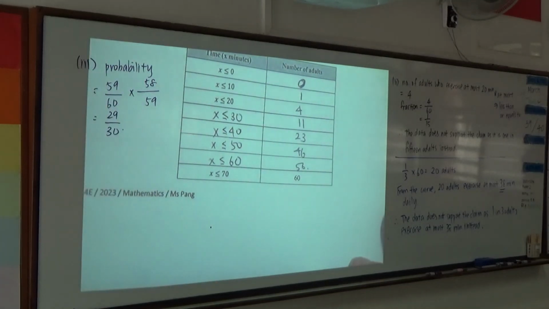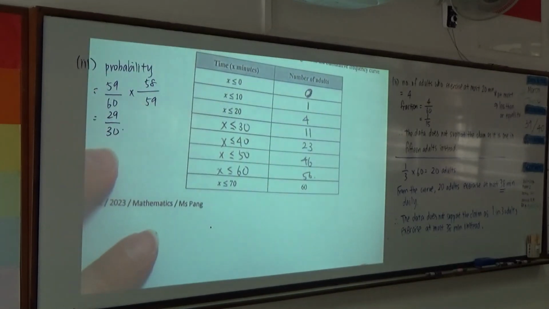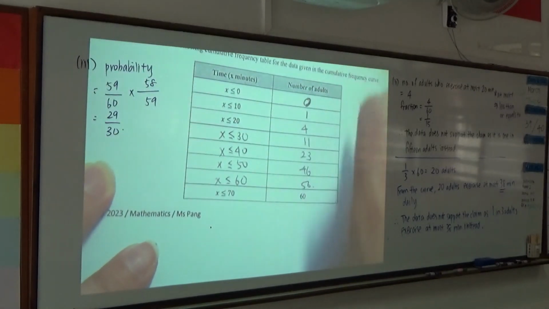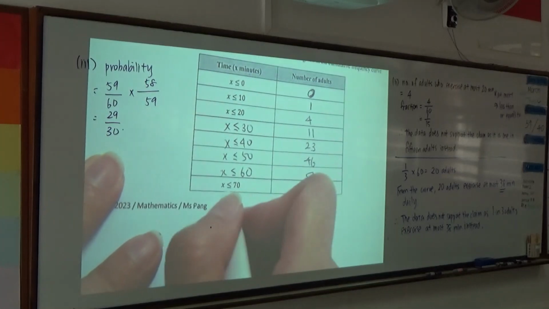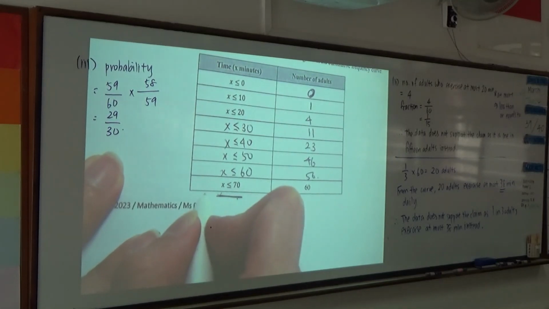So we can translate from the curve itself into the cumulative frequency table. In the cumulative frequency table, our intervals are always bounded at the upper end only, so strictly less than or equal to.